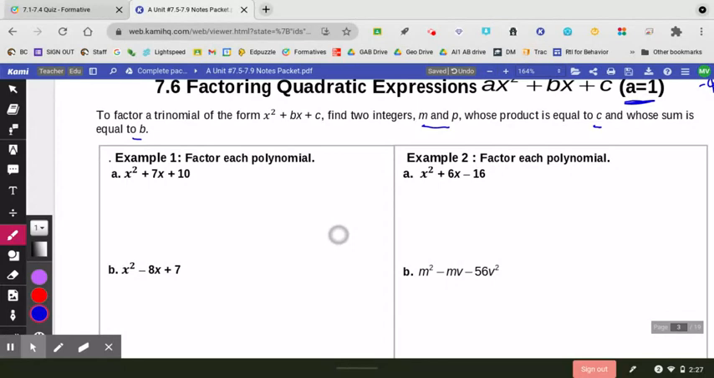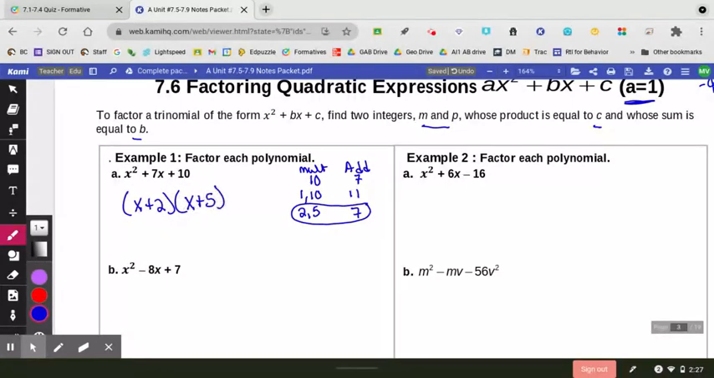So I want numbers that multiply to be 10, but add to be 7. So how we can start that is we can think about what multiplies to be 10. Well, 1 and 10, 2 and 5. Or we could do negative 1 and negative 10, negative 2 and negative 5. Well, 1 plus 10 is 11. 5 plus 2 is 7. So that is our pair. We know we want them both to be positive because these are both positive. So that factored is x plus 2 times x plus 5.